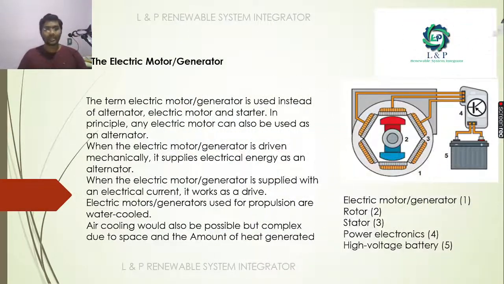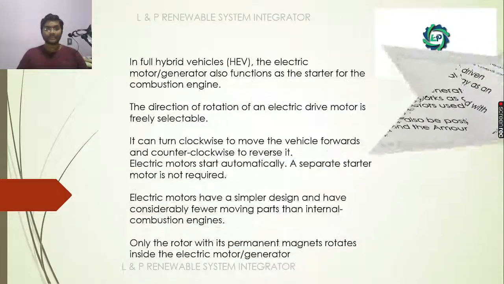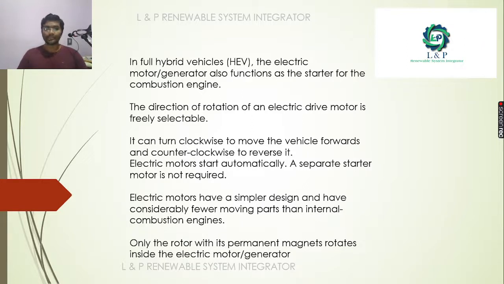As we all know from earlier, the electric motor will have a rotor and stator, and it will have power electronics and, most importantly, a high voltage battery. These are the components of the electrical motor present inside this electrical vehicle. Mostly it will be of a simpler design, these electrical drive motors. They are freely selectable, because if you want to turn a vehicle counterclockwise as well as reverse it, we can do it.